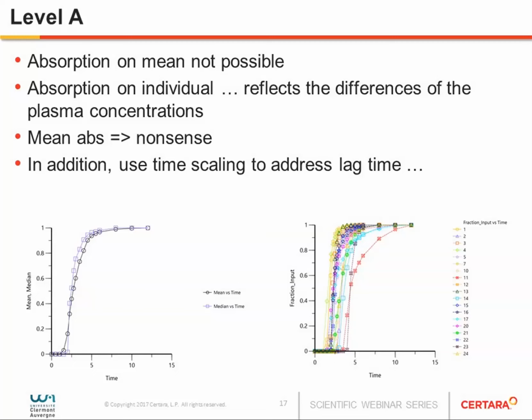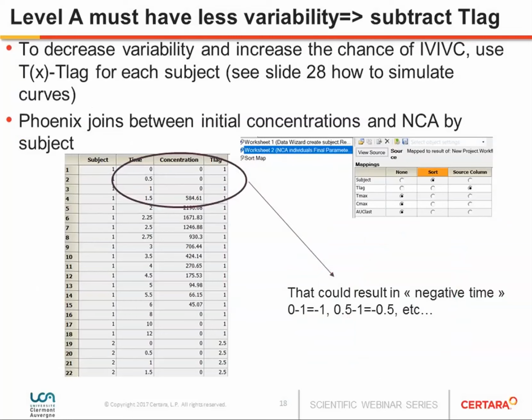So I have a problem. I cannot use the mean absorption. I cannot use the mean curve, I have to use something else. Something else which is going to reduce the variability that I observe and give me something which is closer to really the fast absorption that I observe at the beginning. So what can I use? To have less variability, I must subtract the lag time.